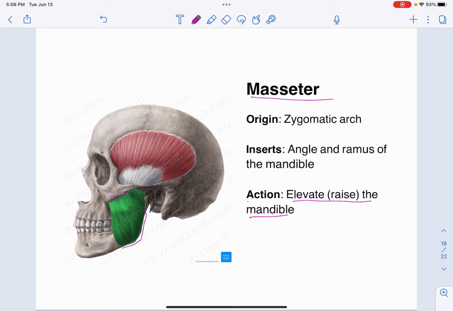So again, make sure that you're using the correct action. You can't just say movement of the mandible. You need to be specific and say elevate the mandible.